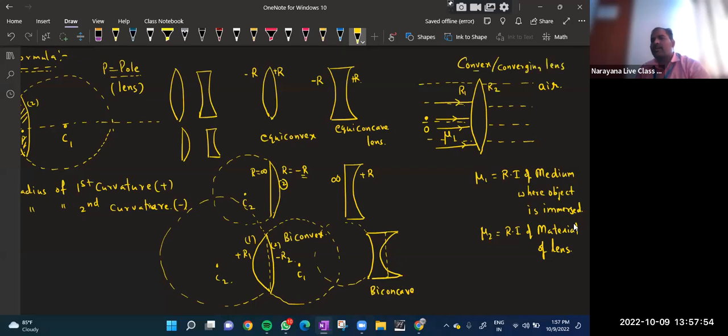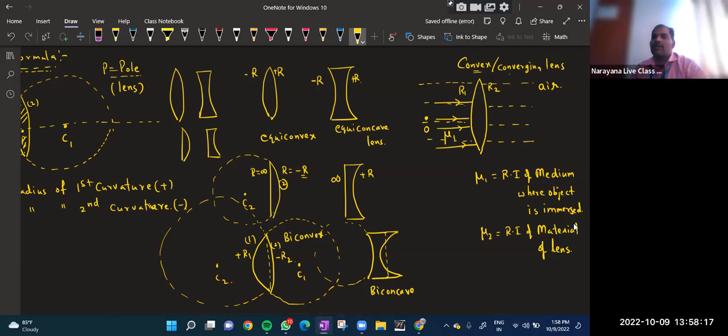Why do they keep the title as a convex lens? Converging the light rays after refraction. How many times are the light rays undergoing refraction or bending? Two times undergoing bending, na? Kindly say yes or no. Yes, near the left surface, one time it will bend. Near the right surface, a second time it will bend.